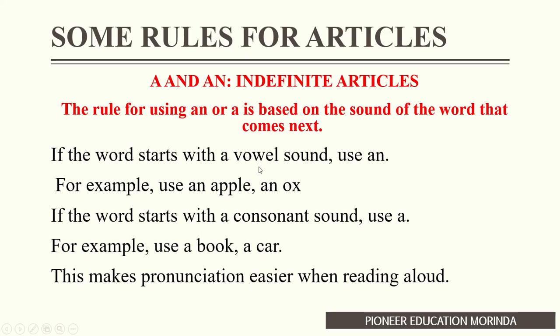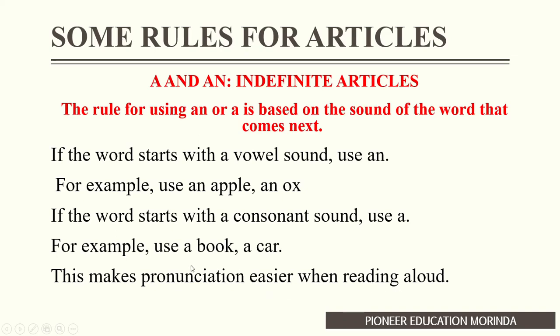So vowels, you may know about them. A, I, E, O, U. These are the vowel words. And if the word starts with a consonant sound, then we use a. For example, use a book, a car, like that. So this makes pronunciation easier when reading aloud.